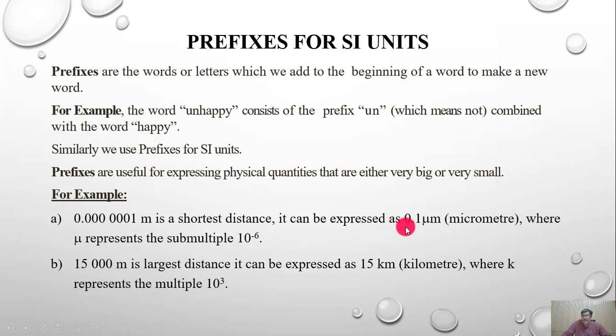So this is a prefix. We have written this very small value into the prefix form. If we have a very large value, that is 15,000 meter, a very large distance, it can be expressed as 15 kilometer, where k represents the multiple, that is 10 power 3. These three zeros are changing into 10 power 3. So it will be 15 kilometer. K is representing here a prefix.